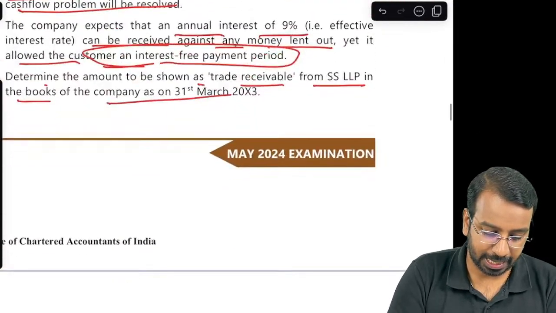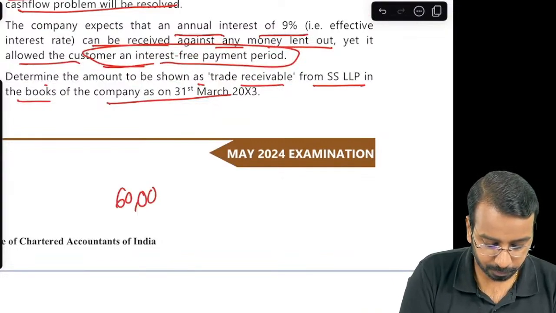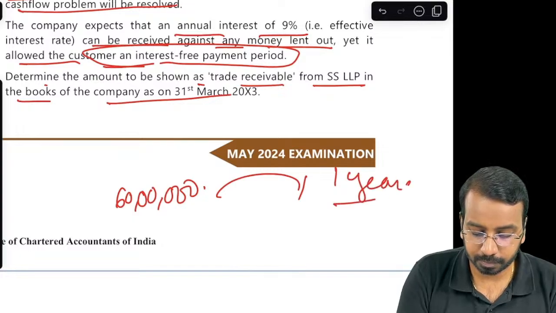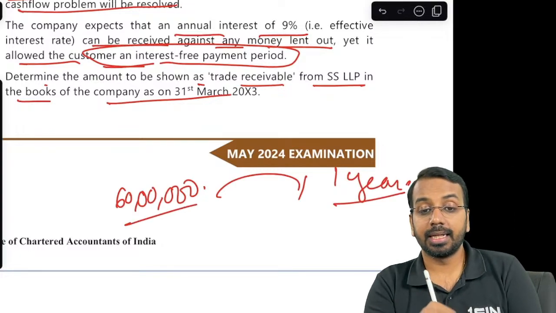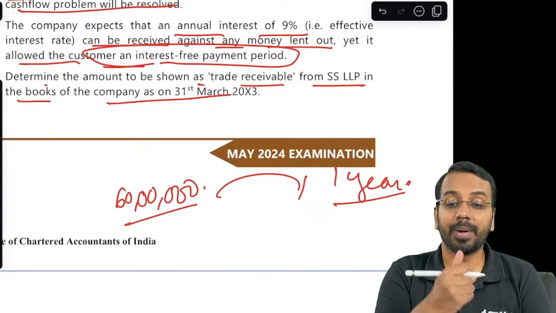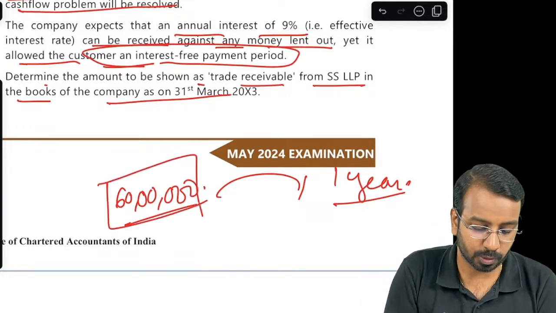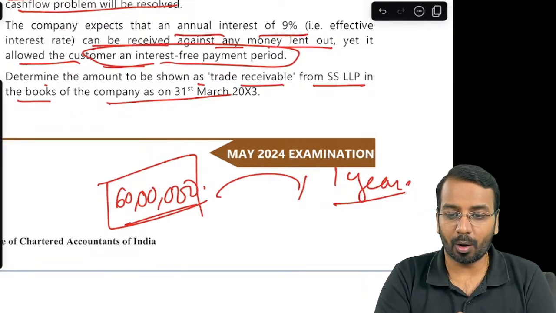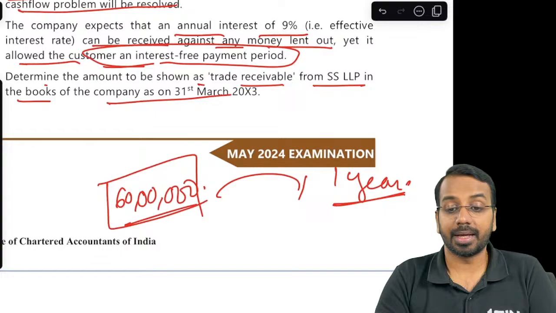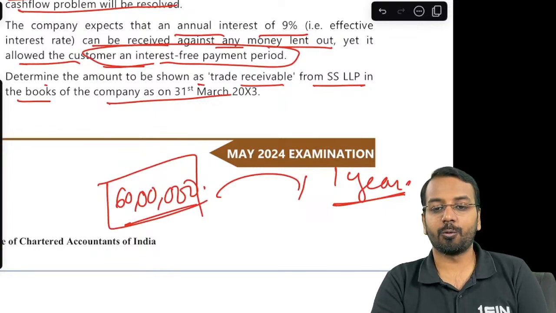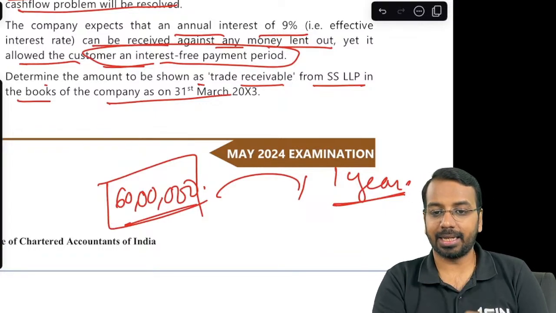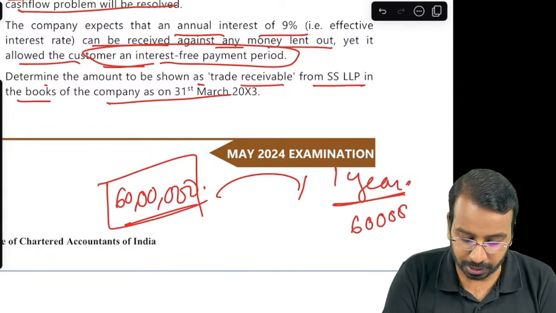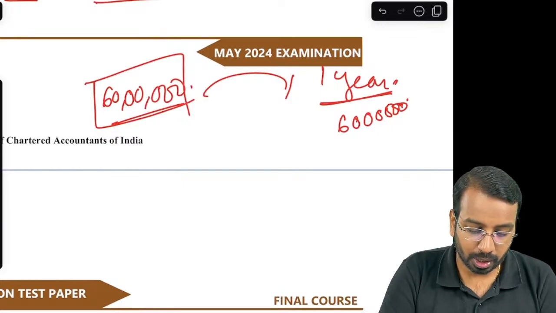You have sold for 60 lakhs. This 60 lakhs you will receive after 1 year. Now here, when it is credit impaired, as per Ind AS 109, the customer is not paying the amount. When the customer is not paying the amount, that means it is credit impaired. If it is credit impaired, then what do you have to do? You have to see what is the asset's carrying amount and what is the present value of the cash flow. So you'll receive this after 1 year. What is the present value?